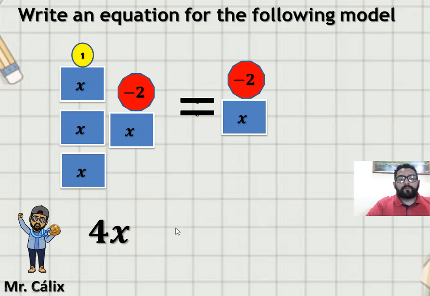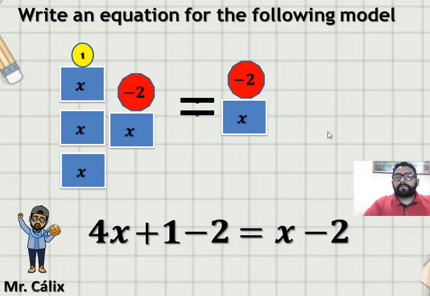Then we have 4x. Why 4x? Because we have 1, 2, 3, 4, and we write the x, or it's 4 multiplied by x. Then we add the 1 because we have this one that represents 1, and then minus 2. And on the other side we are going to have x minus 2. X because it represents this one, and the minus 2 represents the red one.